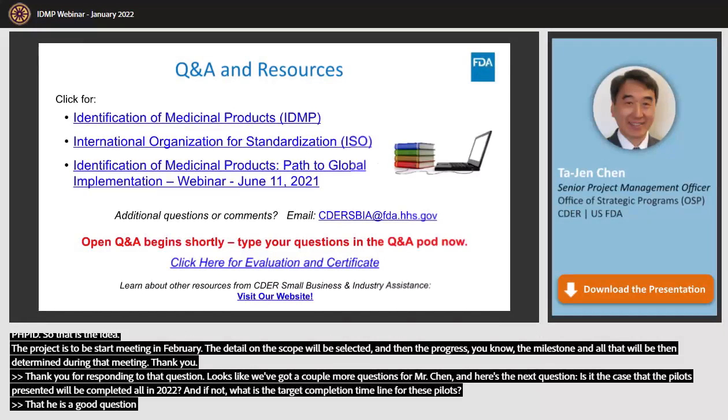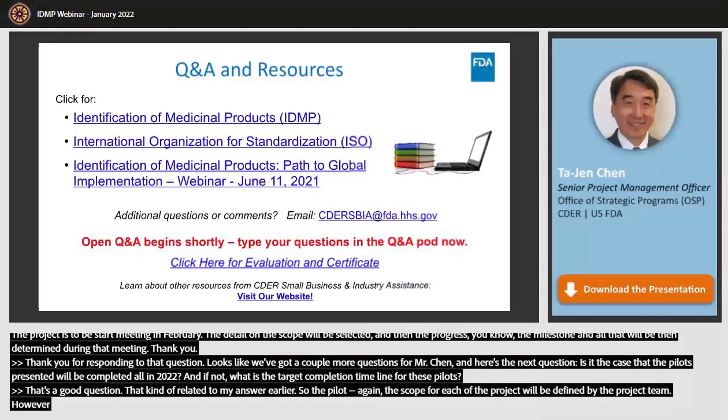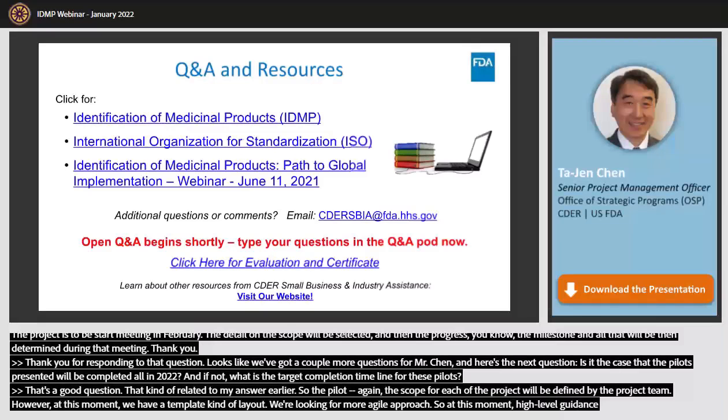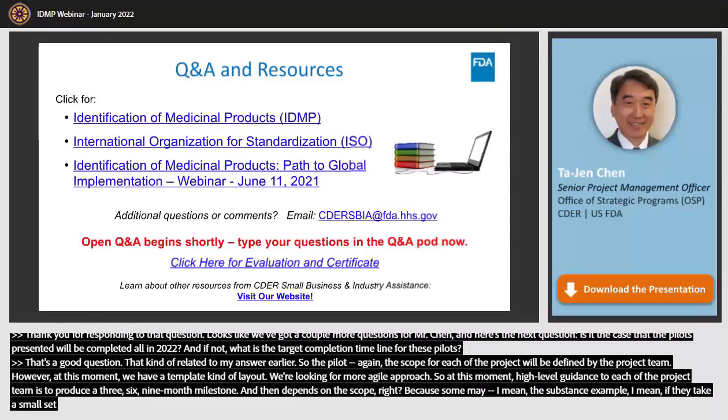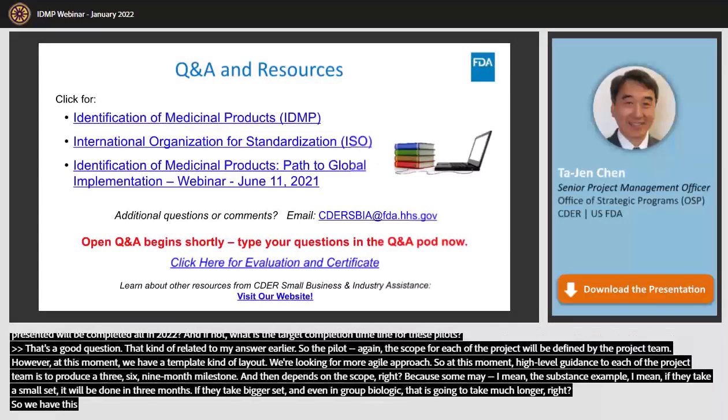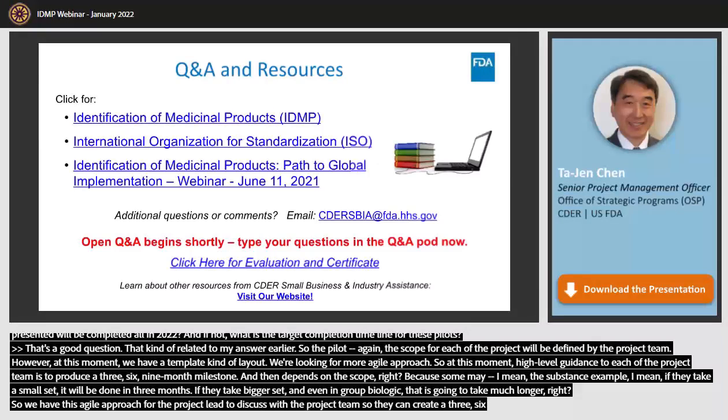That's a good question. That's kind of related to my answer earlier. So the pilot, again, the scope for each of the projects will be defined by the project team. However, at this moment, we have a template layout already. We're looking for a more agile approach. So at this moment, a high-level guidance to each of the project teams is to produce 3, 6, 9 month milestones, and then it depends on the scope, right? Because some may take, I mean, the substance example, if they take a small set, it will be done in 3 months. If they take a bigger set and even include biologics, that is going to take much longer. So we have this agile approach for the project lead to discuss with the project team, so they can create these 3, 6, 9 month milestones and report to the greater community. So I hope that answers your question.